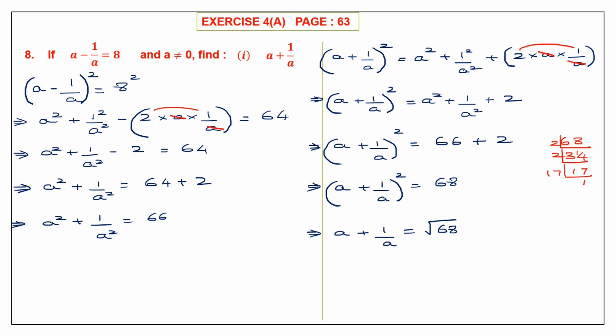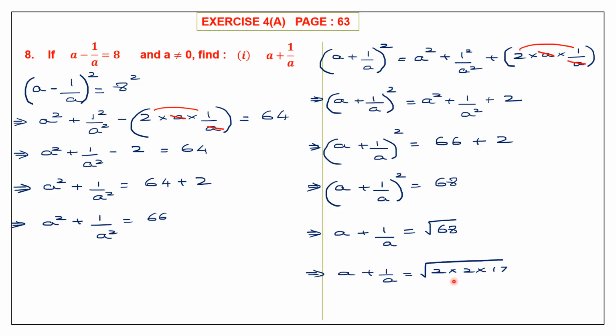Now if we have to write the square root of 68, what do we get? We get 2 into 2 into 17. So let's write that down here. So here we have a plus 1 by a is equal to the square root of 2 into 2 into 17. 2 into 2 into 17. Now look at the 2's inside.